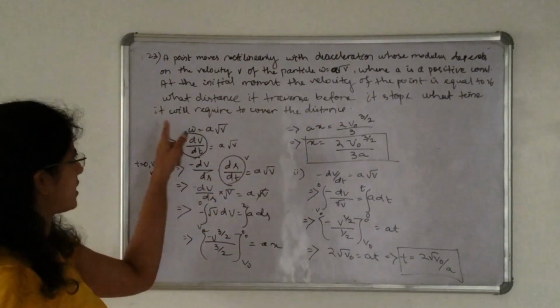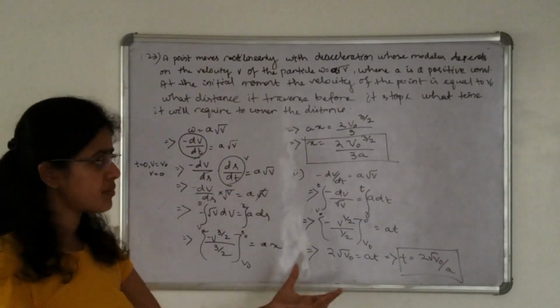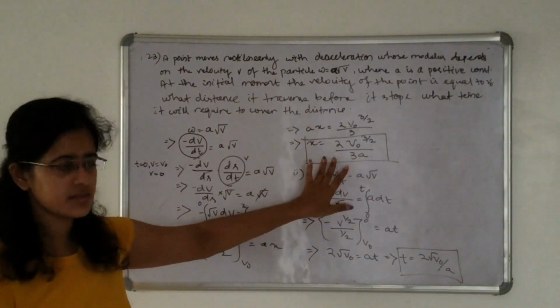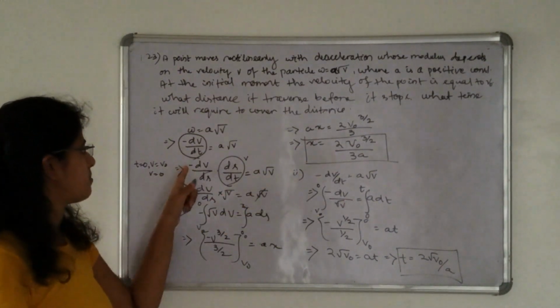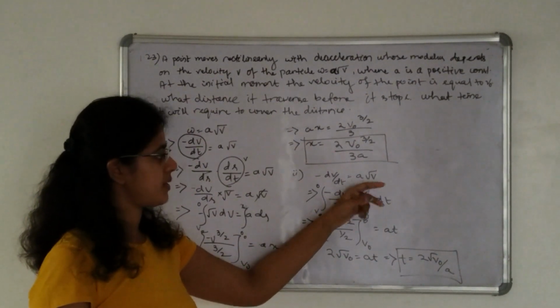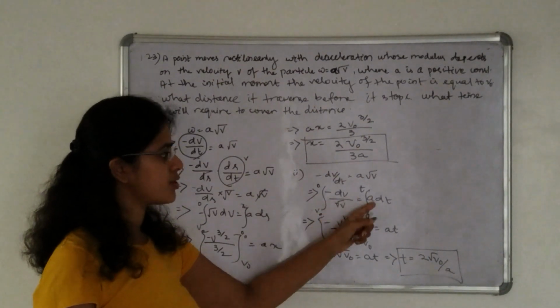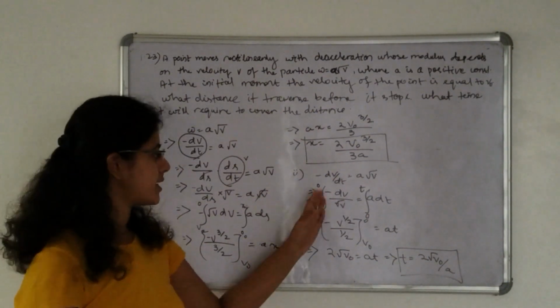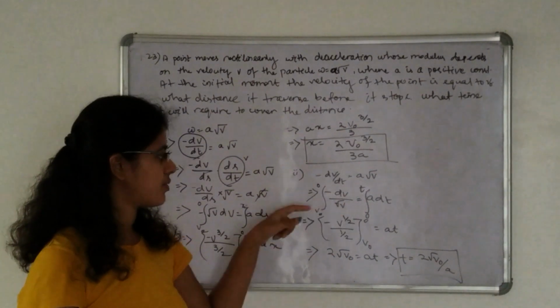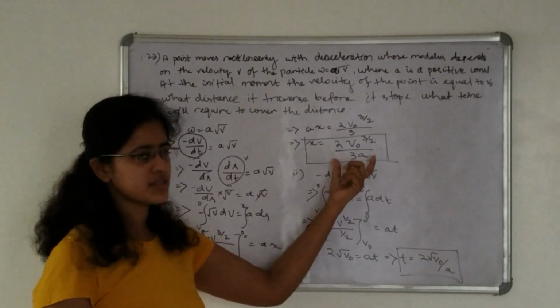Next we have to calculate at what time it is required to cover this distance. The time required to cover this much distance. So we know that minus dv by dt is equal to a into root over of v. So we take this root over of v to this side. That is minus dv divided by root over of v is equal to a dt. Integrate this. At time t is equal to 0, velocity is v naught.